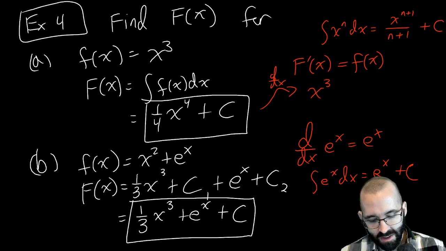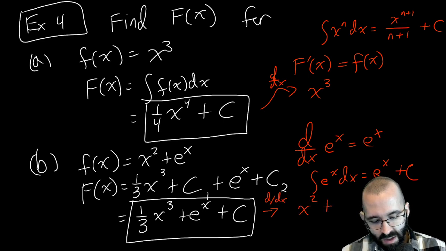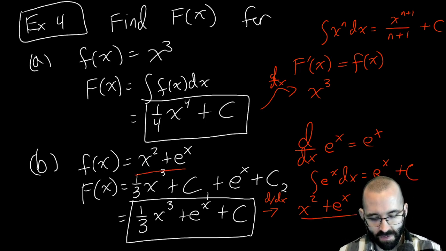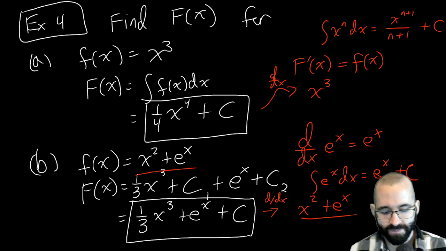And we can check our answers by taking the derivative. We use the power rule and the rule about exponentials. Yep, we get the original function again. Let's run through some more of these. Part C.